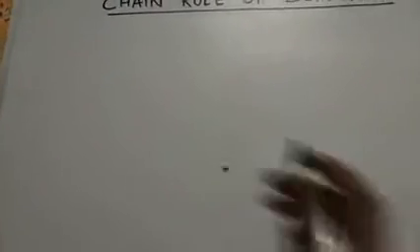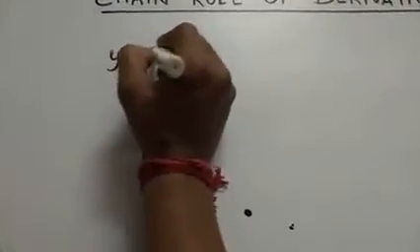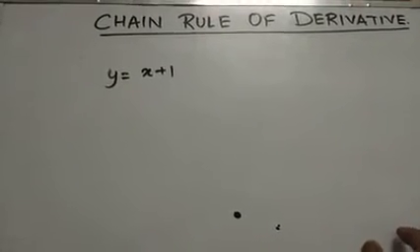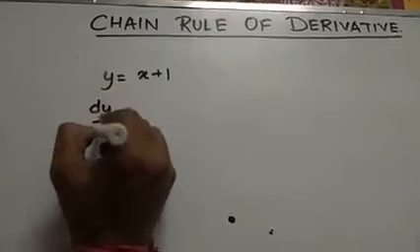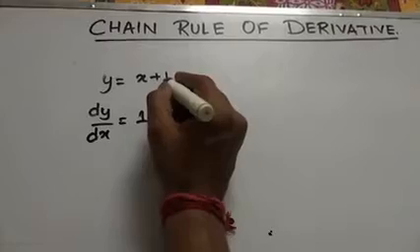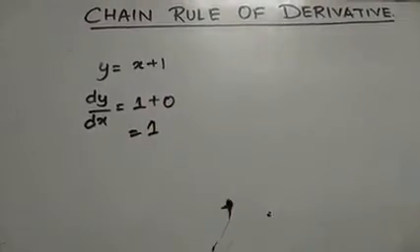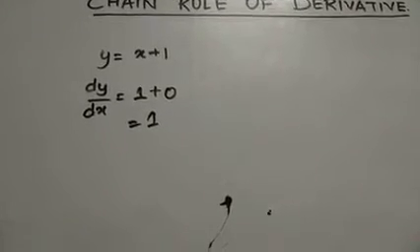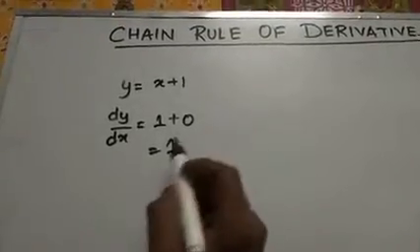So the first question is, suppose y equals x plus 1 is given to you. When I say differentiate this, you can simply find dy by dx. Here the differentiation of x is 1, plus the differentiation of 1, a constant, is 0, so the answer is 1. So dy by dx for y equals x plus 1 is 1.